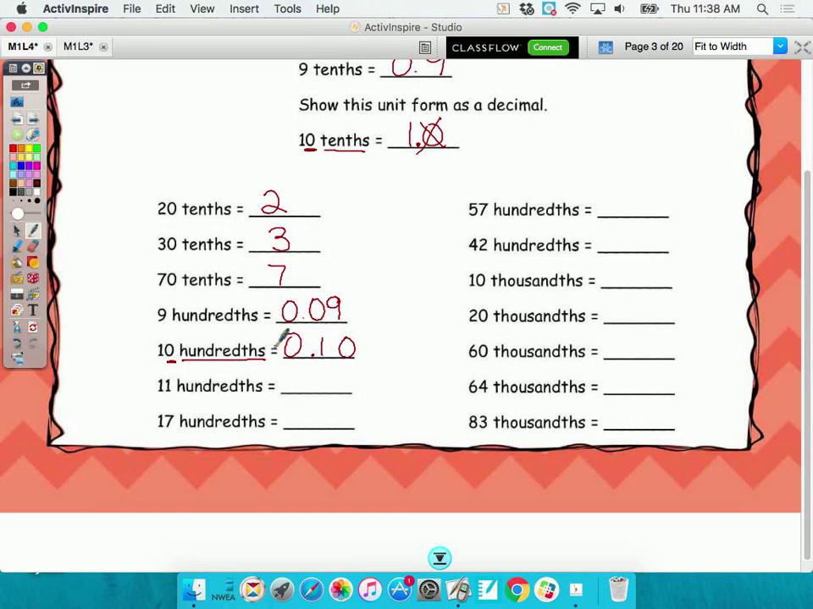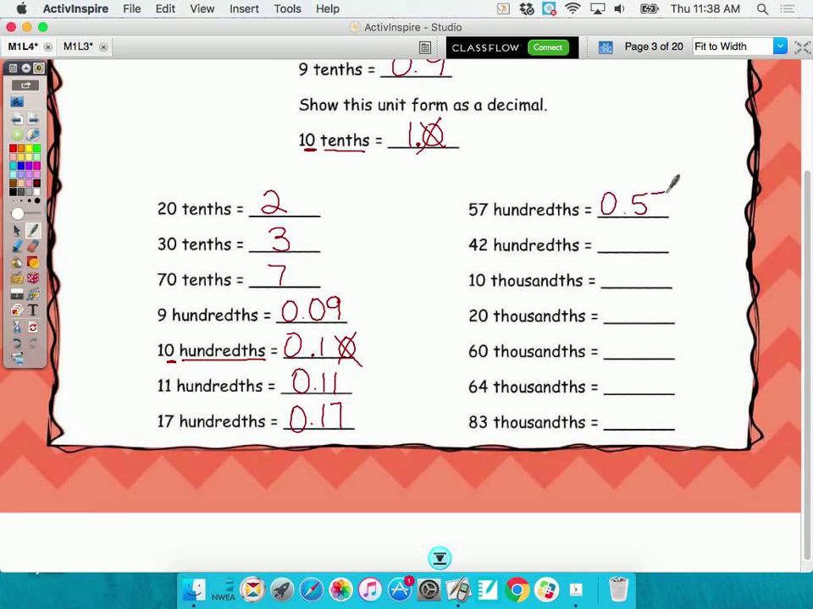What's that number? It's 10 hundredths, but what else is it? 1/10. Do I need that 0? No. Cross it off. Okay, 11 hundredths. Yep. 17 hundredths. 0.17. Okay. And then the 57 hundredths.